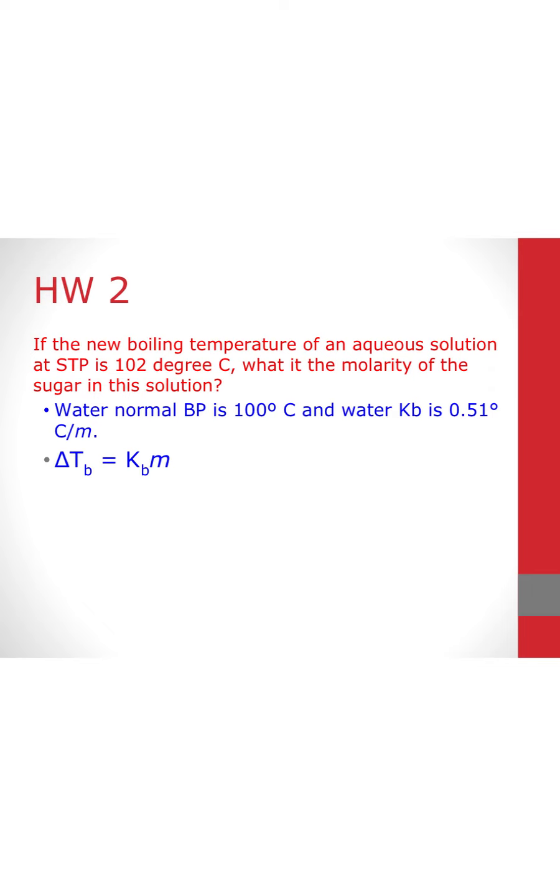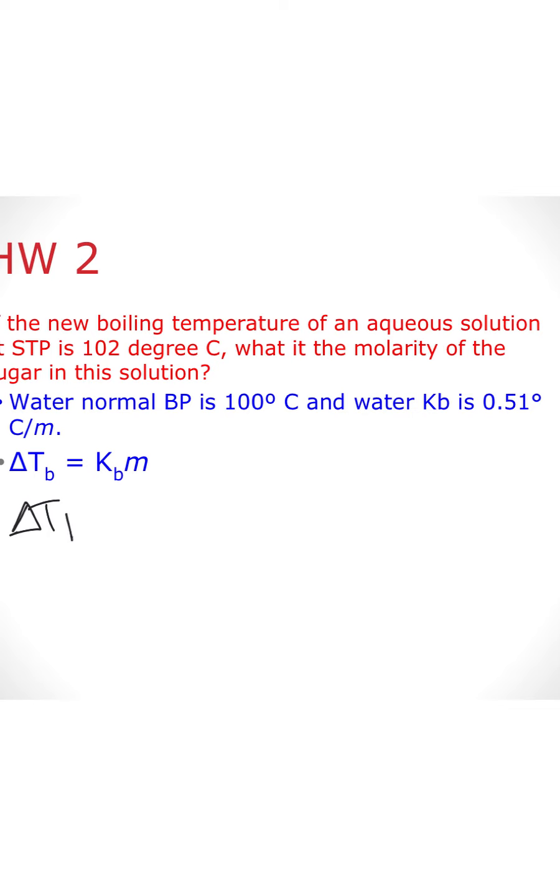So for this one, we're trying to find what's the new boiling temperature. Remember, water boils normally at 100 degrees, okay? So if it goes up to 102, we know that the delta TB is 2 degrees Celsius. And what is that equal to? It is equal to Kb times molality. So we know it's 2 degrees equal Kb, which is given here.